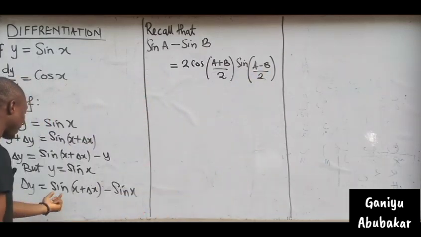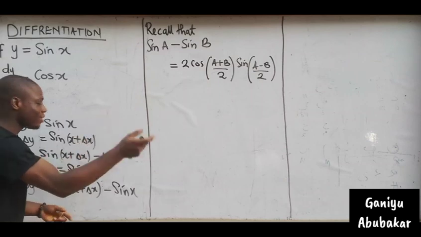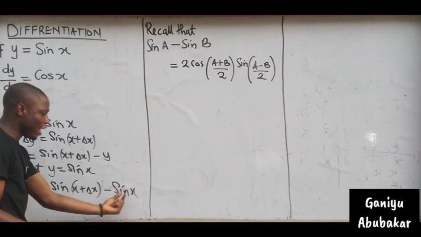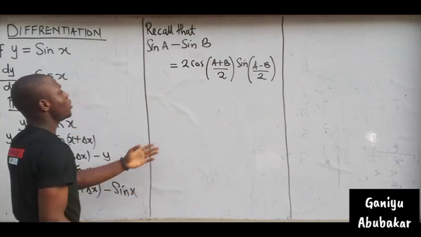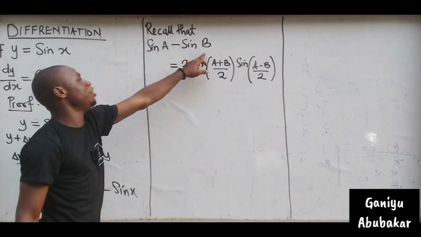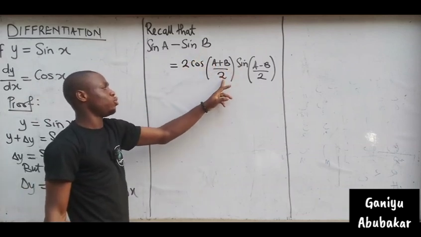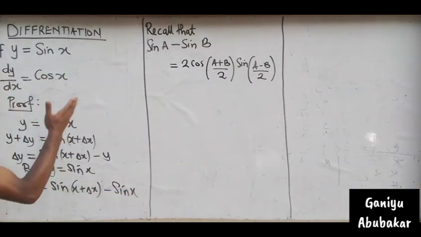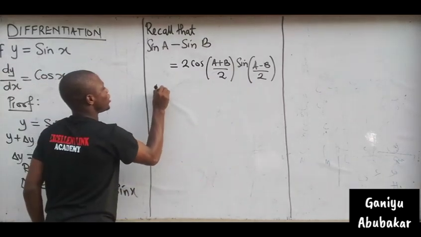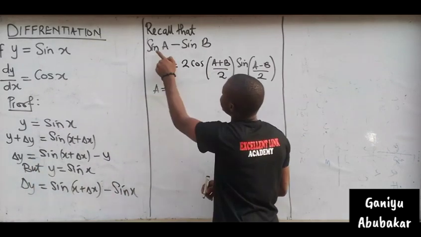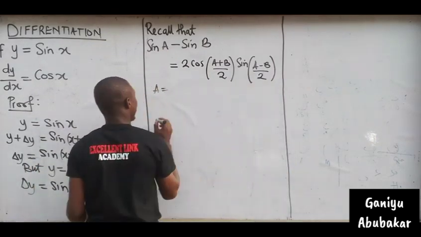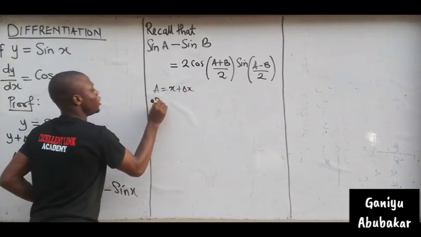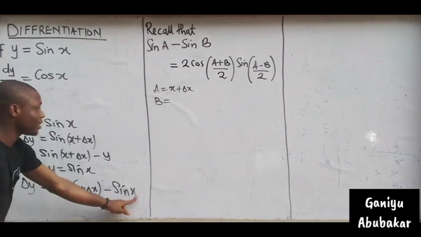When it comes to sine of a number minus sine of another number, we assume that x plus change in x is a number and x is also a number. So the trig identity says that sine a minus sine b is equal to 2 cos of a plus b over 2 times sine of a minus b over 2. At this point, let's get a, let's get b. A is obviously this term. A becomes x plus change in x. Of course, what's b? B is x.